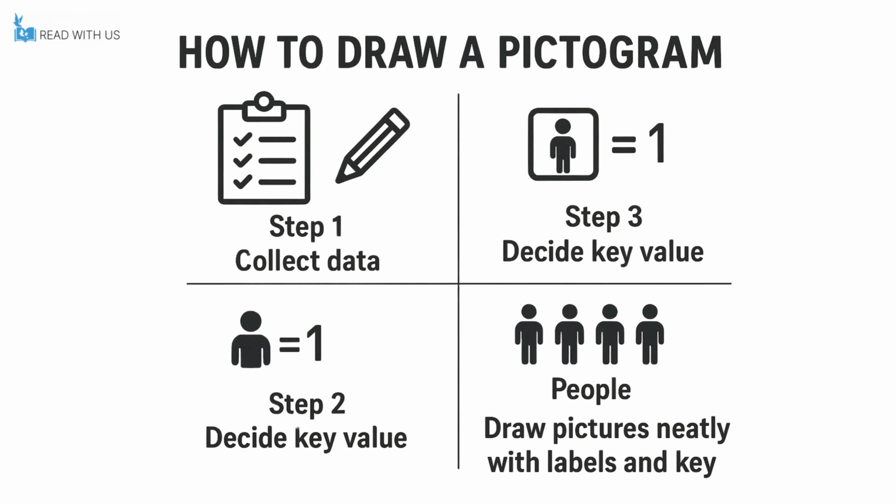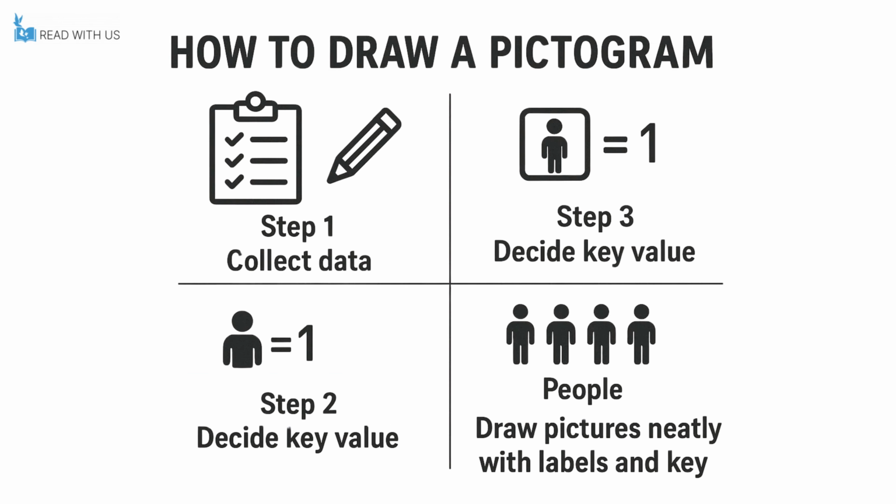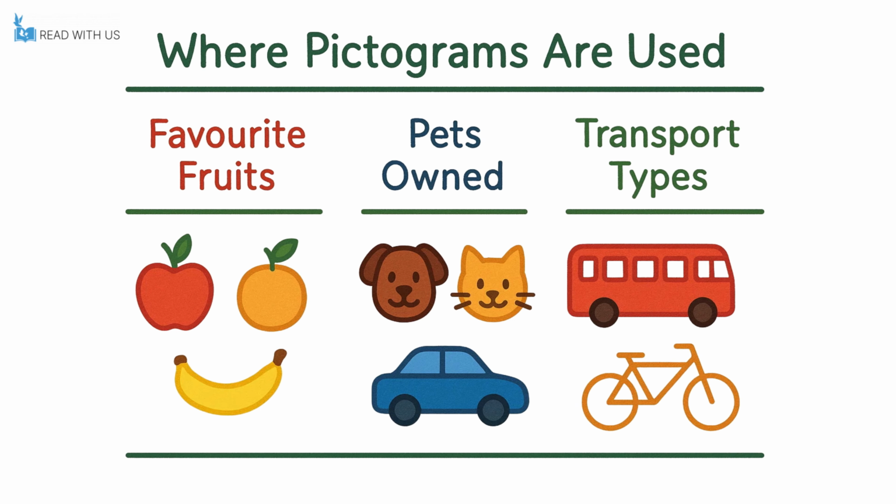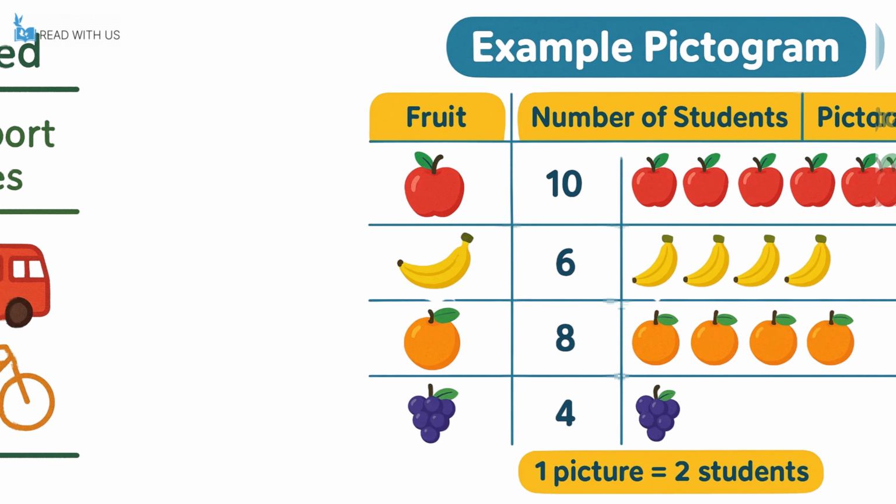To draw a pictogram, we start by collecting data, then decide which symbol we will use and how much it represents. We draw the pictures in neat rows or columns with clear labels and a key at the bottom or side. Pictograms can be used in many real-life situations, like showing favorite fruits, number of pets, or types of transport people use. Let us look at an example.